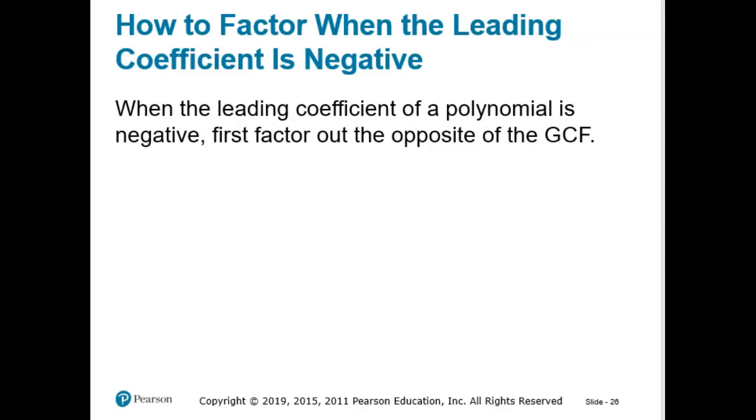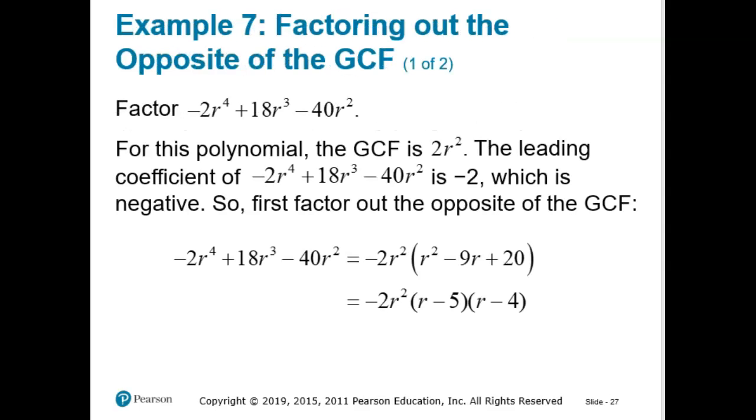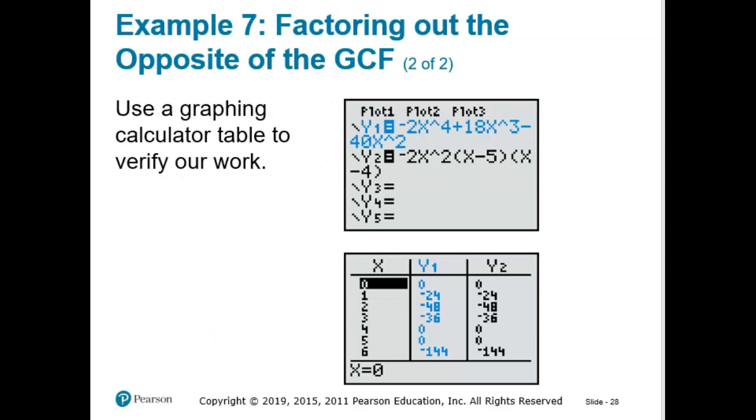Now, if you have a leading coefficient in front of x squared that is negative, you need to divide everything by -1, or in this case, -2, because you want the leading coefficient to be positive. So once you took out the -2r squared, it left you with r squared minus 9r plus 20. That can then be factored further into negative 2 times r minus 5 times r minus 4. You can always take a look at your graphing calculator and table to verify your work. Did you, in fact, have the original equation match the new factors multiplied together, and the tables are equal to one another?